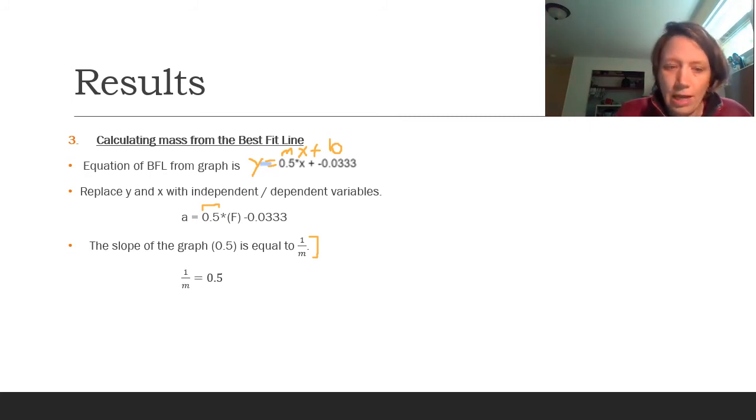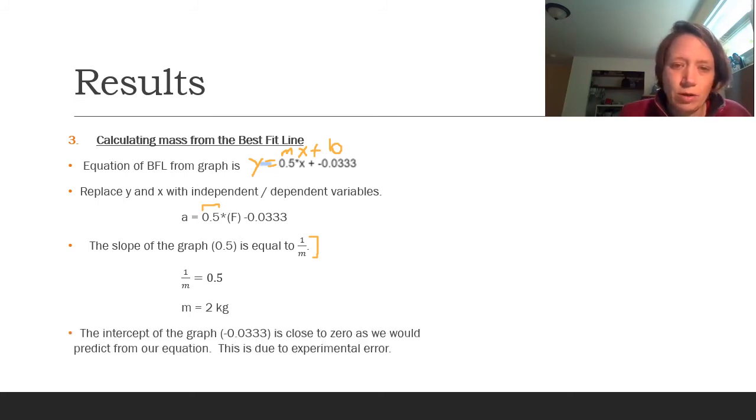So the last step is just to solve for m itself, because we're asked to find the mass, not the reciprocal of the mass. So I know that 1 over m is equal to 0.5, and that tells me my mass, which is 2 kilograms. So we finally got to the conclusion. I know you feel like you probably could have gotten there a lot faster, but this is much more accurate, and it averages out a lot of errors.